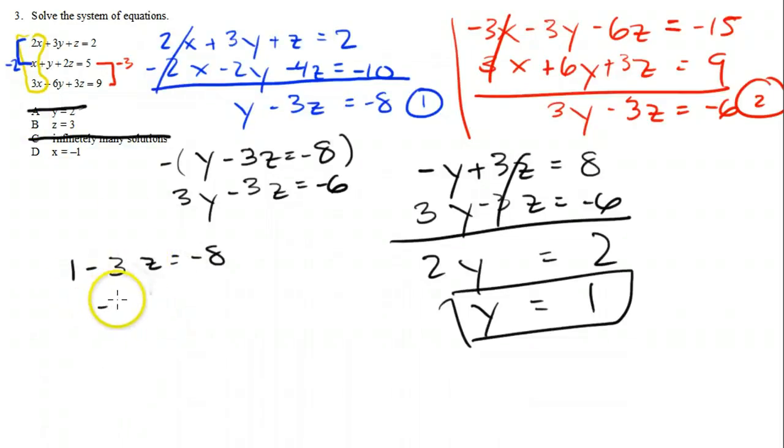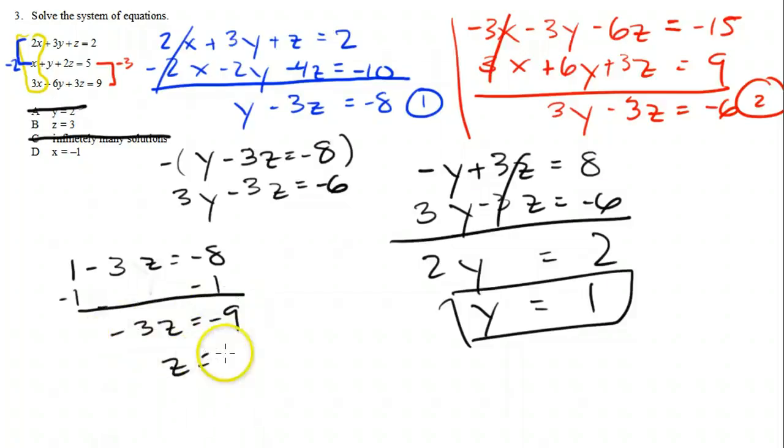So if I subtract 1, we get -3z is equal to -9. So z must be equal to 3. And I can see that there's my solution there.